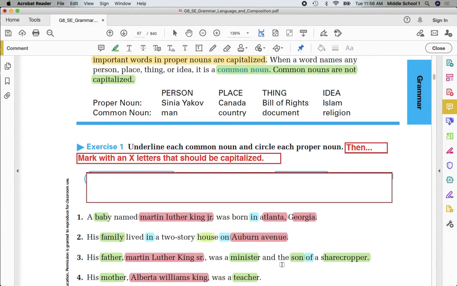Number 4, mother's like father. There is a word that comes before it. It doesn't say mother, it says his mother. So mother and teacher, common nouns. Alberta Williams King, I circle, that is a proper noun. And then as I do my proofreading, I have Williams and King to be capitalized. So I'm going to put an X through the first letter.